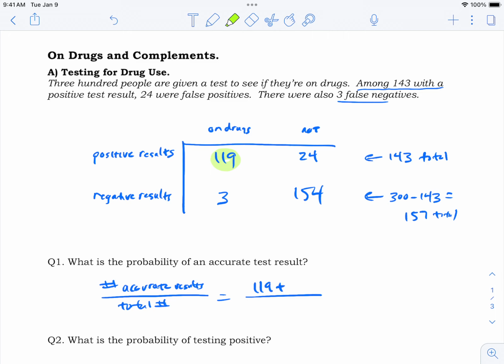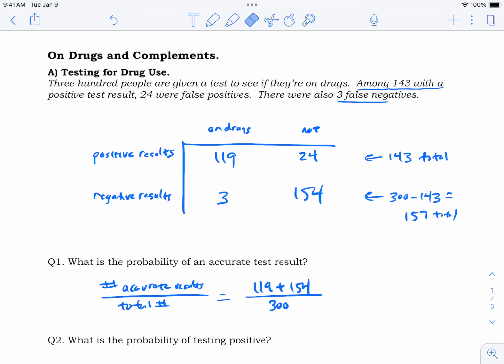And then what else is accurate? I got a negative result and I'm really not on drugs. In other words, the test was correct. It said it was negative. I'm not on drugs. That's correct. So there's another 154 correct results there. And the total, you could add all four numbers, but of course we know that adds to 300 because that's how we figured out those four numbers in the first place.